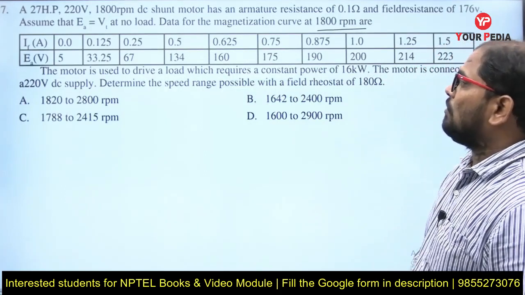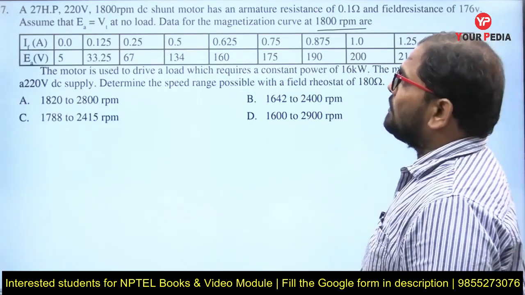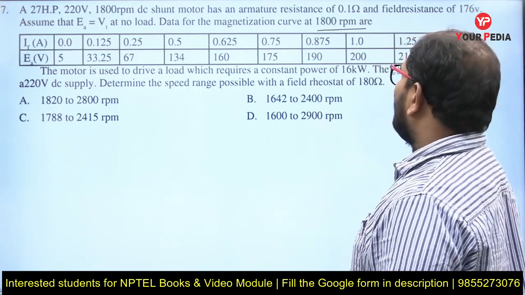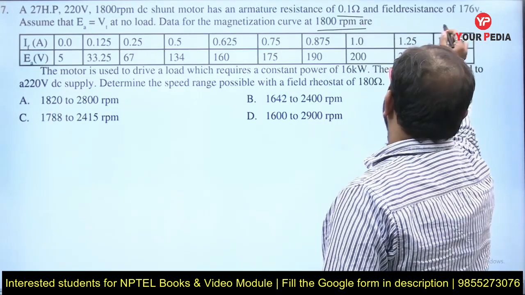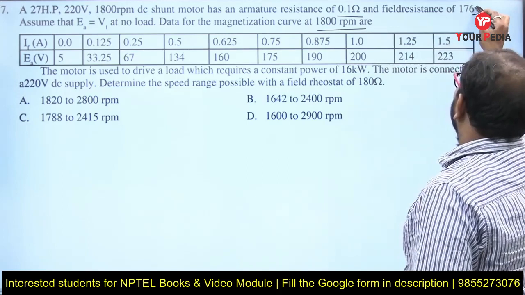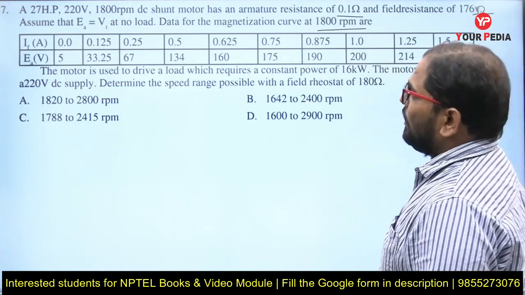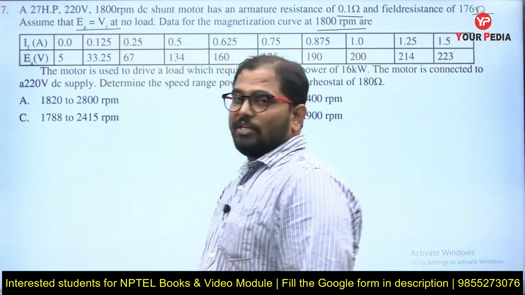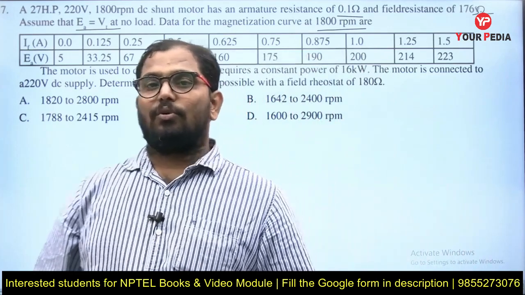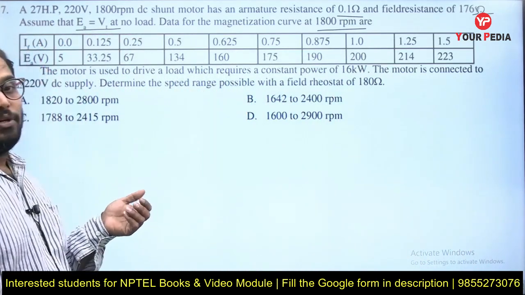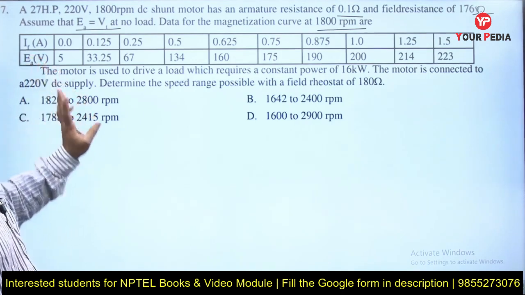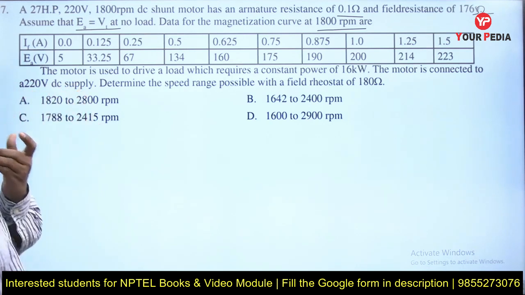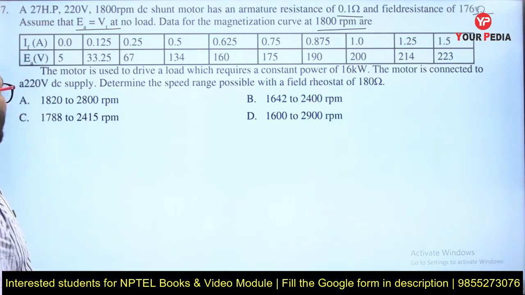Now let's read the question and solve it. It is a 27 HP, 220 volts, 1800 rpm DC shunt motor. The armature resistance is 0.1 ohms, and the field resistance is 176 ohms. Assume ET, the back EMF, is equal to the terminal voltage at no load, because at no load you don't have any current flow in the circuit, which equates the back EMF and the terminal voltage. This tabular data gives the relation between IF and EA or EB.